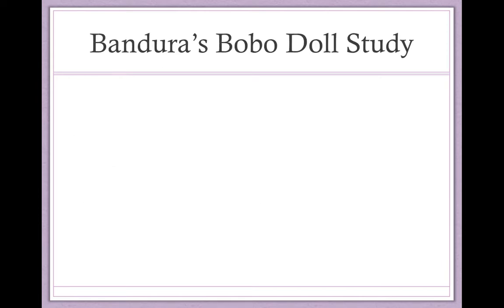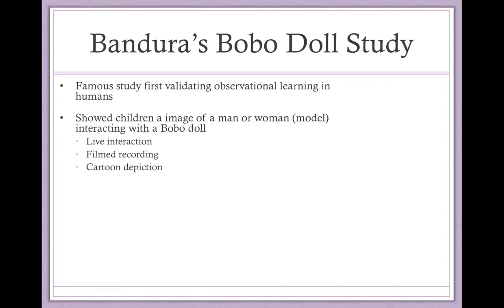So, the famous study that really got the ball rolling with observational learning is Bandura's Bobo doll study. This really validated the concepts of observational learning, especially in humans and especially in children. They showed children an image of a man or a woman, which was the model, interacting with a Bobo doll. And there were 3 different conditions. So they saw a live interaction of the man or a woman, a filmed recording, or a cartoon depiction.